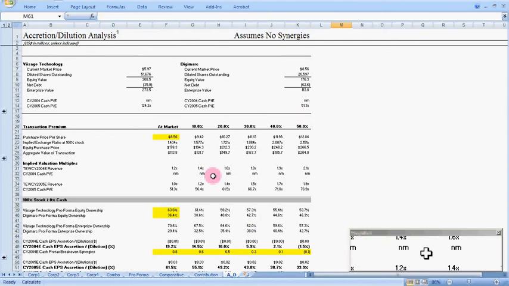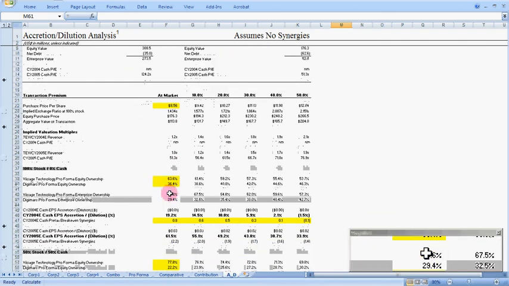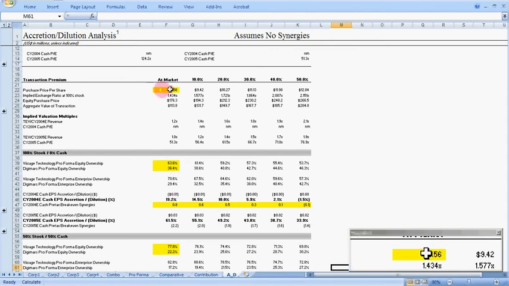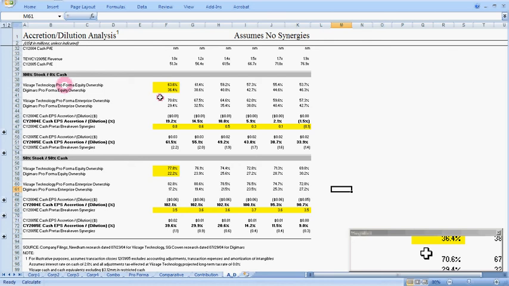Now, moving to the accretion dilution analysis, you see that this is mainly assuming no synergies, compared to the other one. Here, you see that at market, there's that 8.56 price per share being put out. This is done looking at a 100% stock transaction. As you mentioned earlier, 63% for Visage compared to 36. But if you look at the pre-tax break-even synergies, you see that in 100% stock, it's going down from almost 1 all the way to a negative value at a 100% stock transaction.